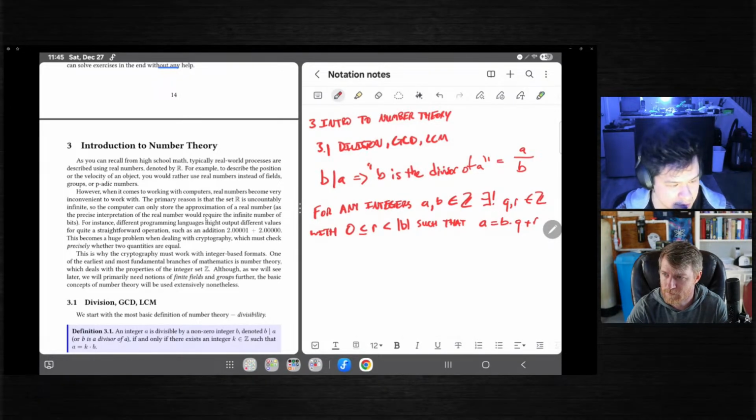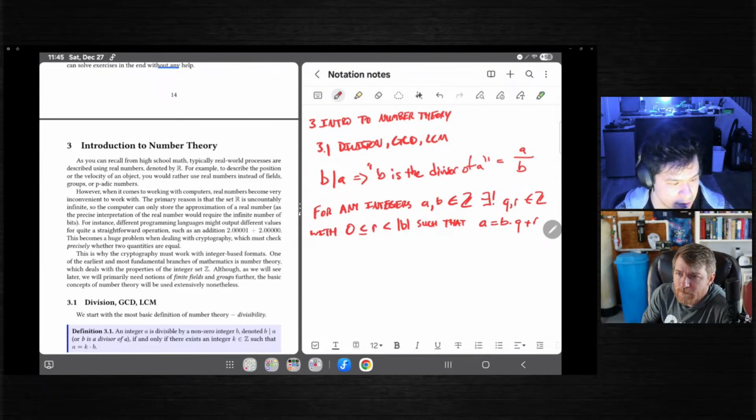For example, different programming languages might output different values for quite a straightforward operation, such as adding 2.00001 plus 2.00000. This becomes a huge problem when dealing with cryptography, which must check precisely whether two quantities are equal. This is why cryptography must work with integer-based formats.